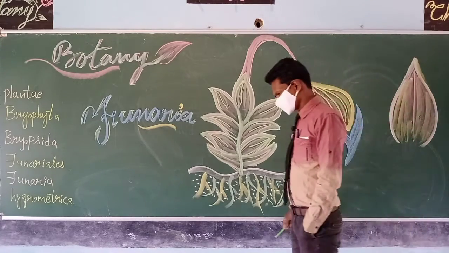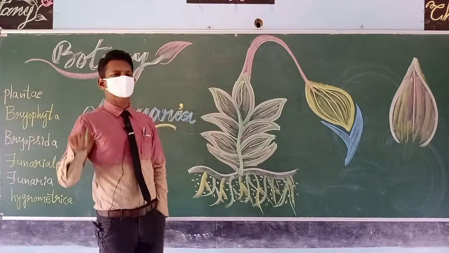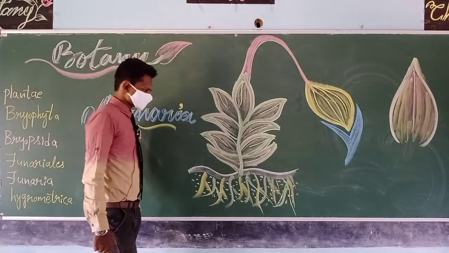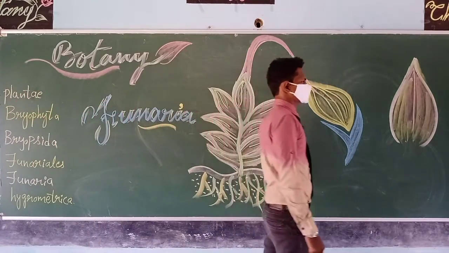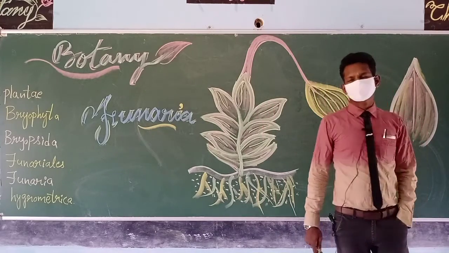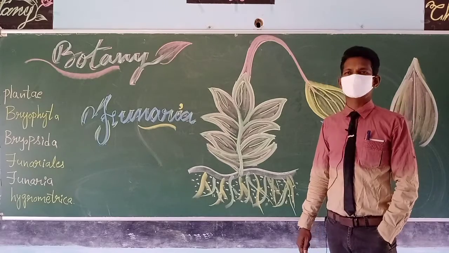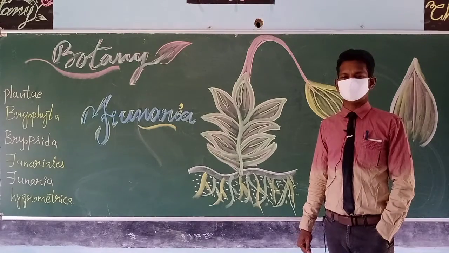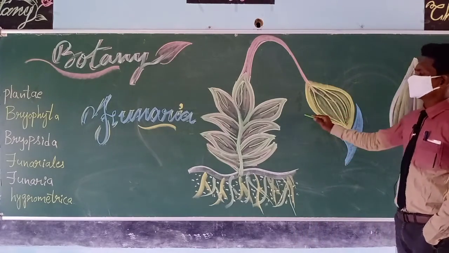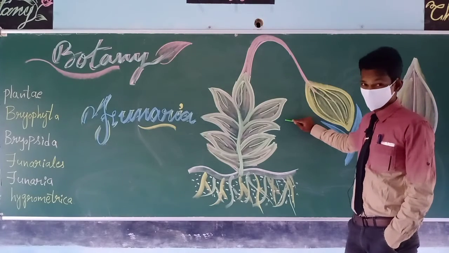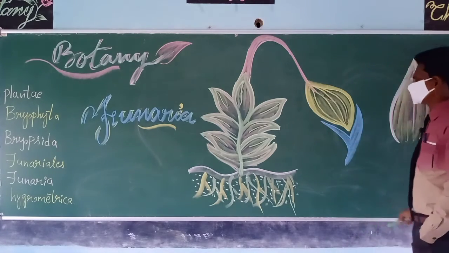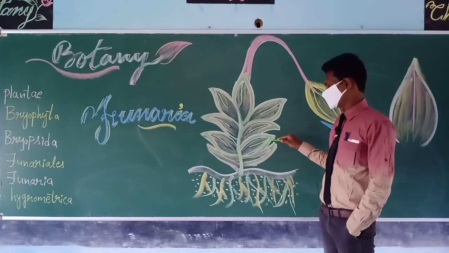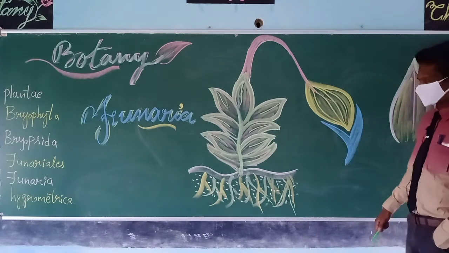Coming to the distribution, Funaria hygrometrica has a worldwide distribution. Then habit and habitat: generally Funaria grows in regions wherever rain is heavy, and in damp and marshy places, wherever wet conditions are available. Funaria hygrometrica grows well there. Now let us go through the characteristic features, especially the vegetative identifying characters.